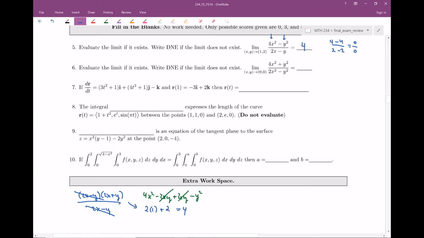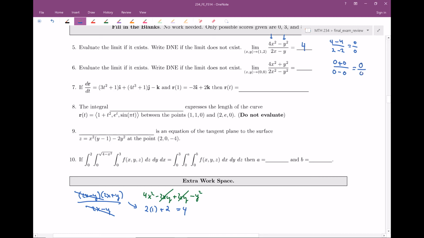Alright, problem number 6. Evaluate the limit if it exists. Write DNE if it does not exist. The limit as x goes to 0 and y goes to 0. Same thing as before: let's plug in 0 for x, 0 for y. This one you can probably see, I'm going to have 0 minus 0 on the bottom. So altogether, this is 0 over 0.